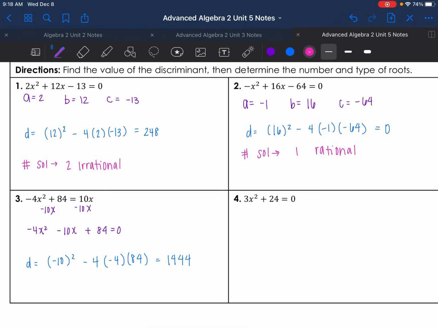That's a positive number, and it's a perfect square. So positive number, so greater than 0, perfect square. There are 2 rational solutions.